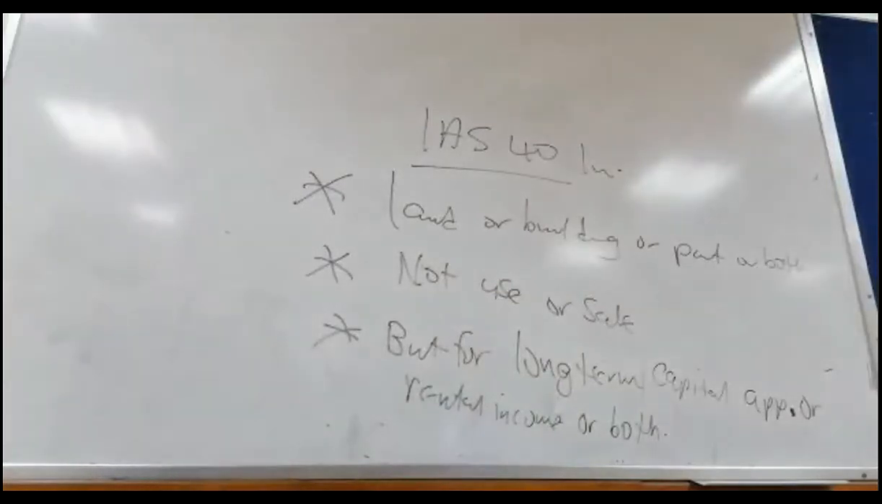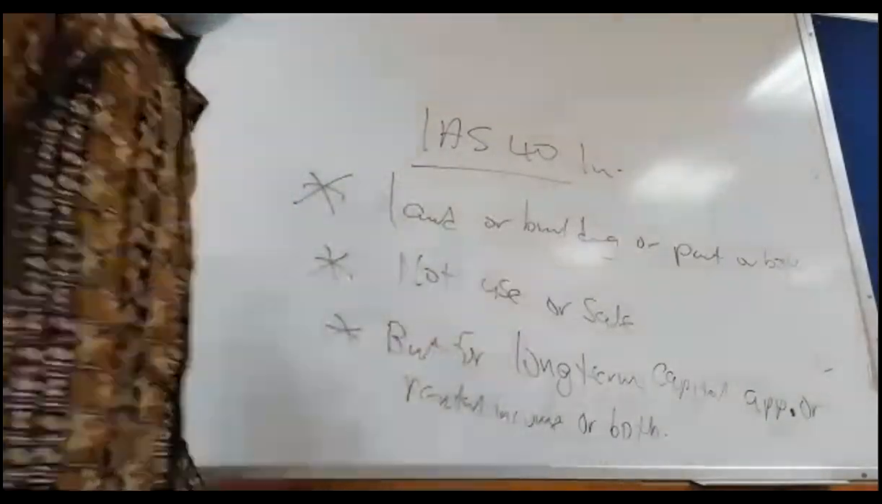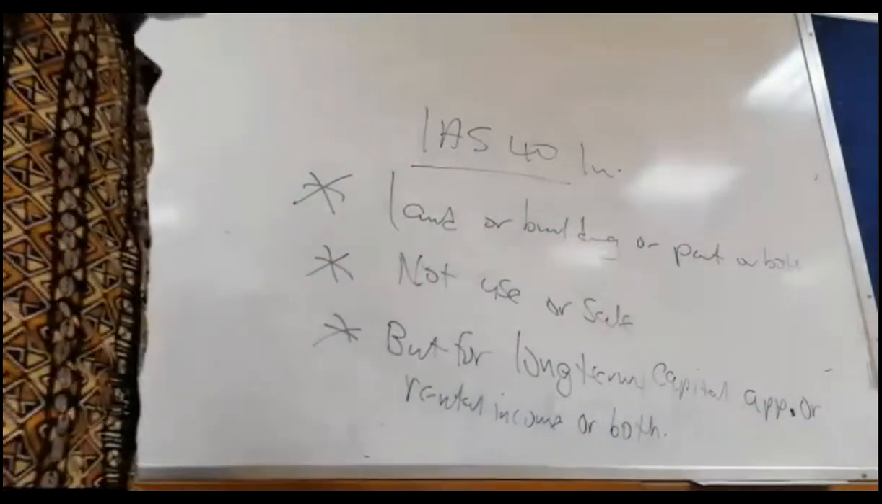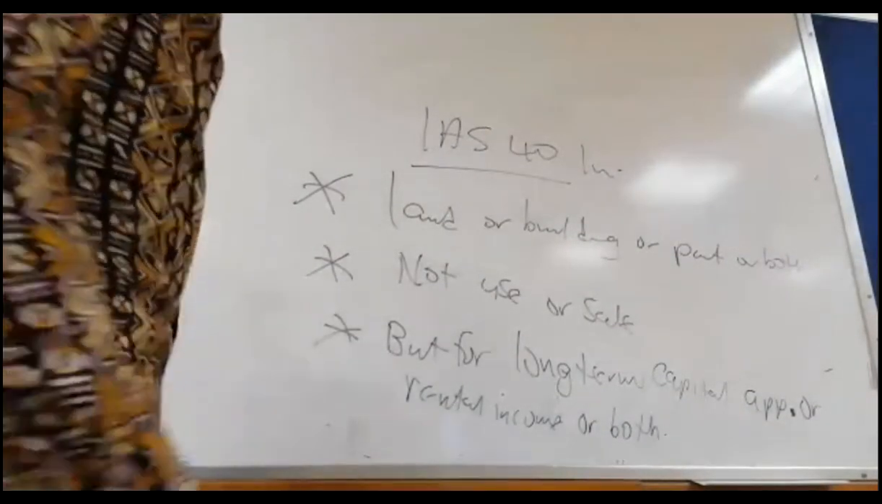The initial measurement is basically the same as the one we did under IAS 16 PPE. So initially it must be measured at what? At cost. Subsequently, there are two measures, and that's where we have to critically look at it.